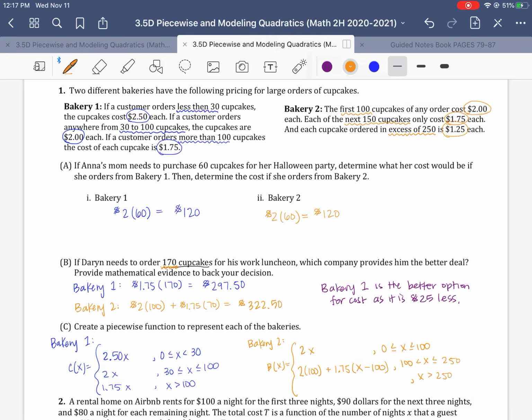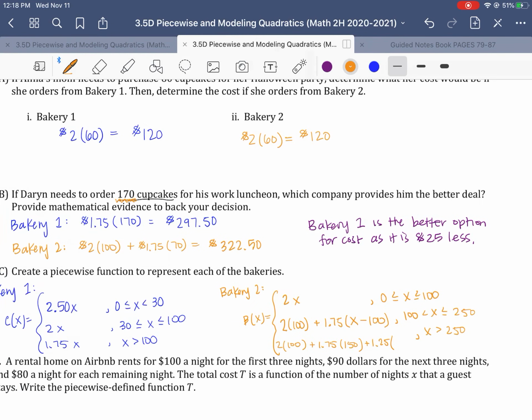Now if you order more than 250, so where X is greater than 250, then again you still have to pay $2 each for those first 100, plus you're going to have to pay $1.75 for the next 150 cupcakes you order. Plus, now you're down to the $1.25 per cupcake, and that's for the rest of them. I didn't leave myself a lot of room.